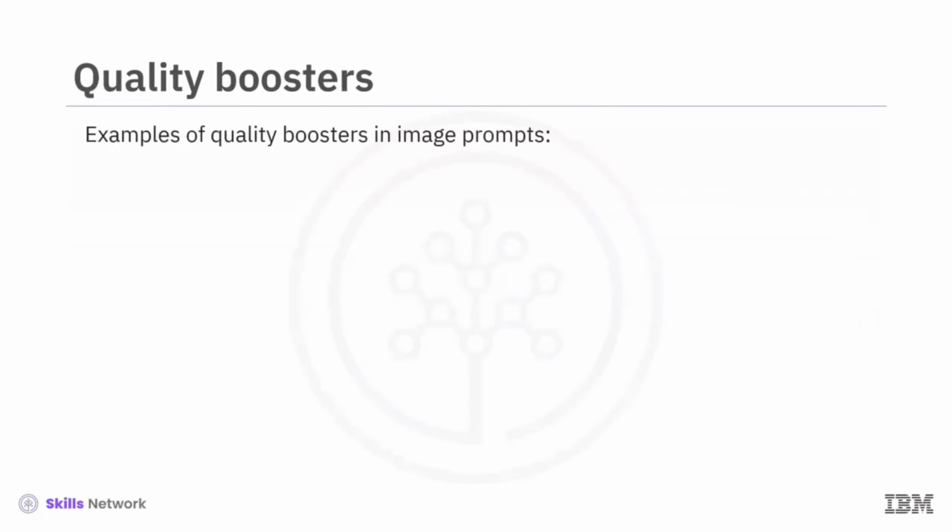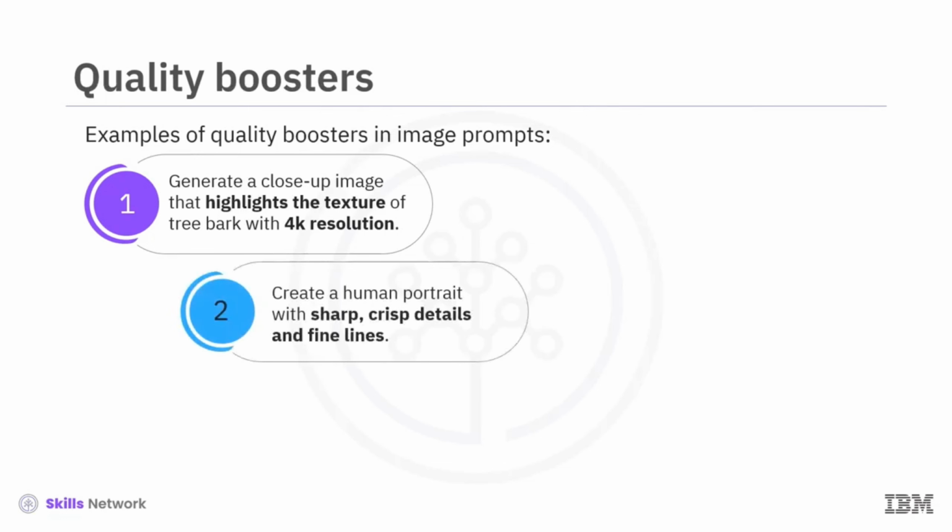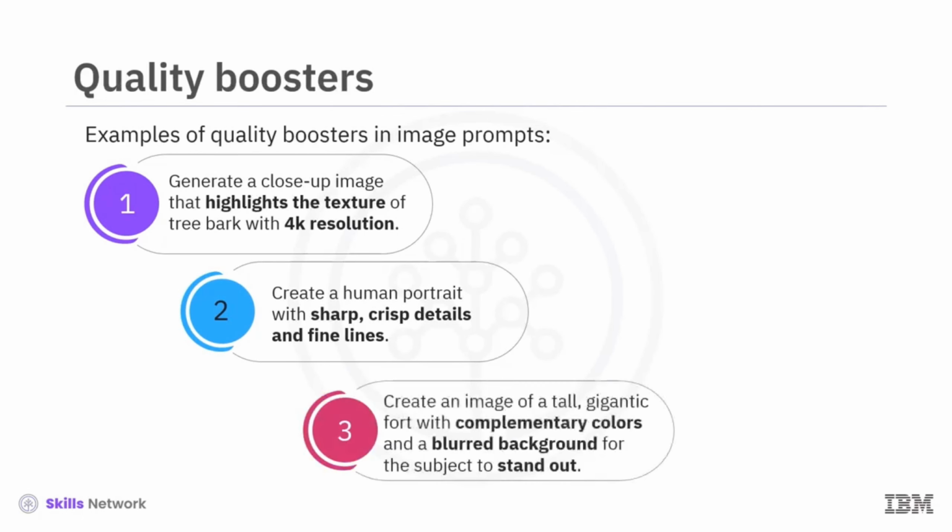Let's look at some examples to understand how quality boosters can be used in image prompts. Terms such as highlights the texture, 4K resolution, sharp, crisp, details and fine lines, complementary colors, blurred background, and standout are quality boosters used in the given image prompts.